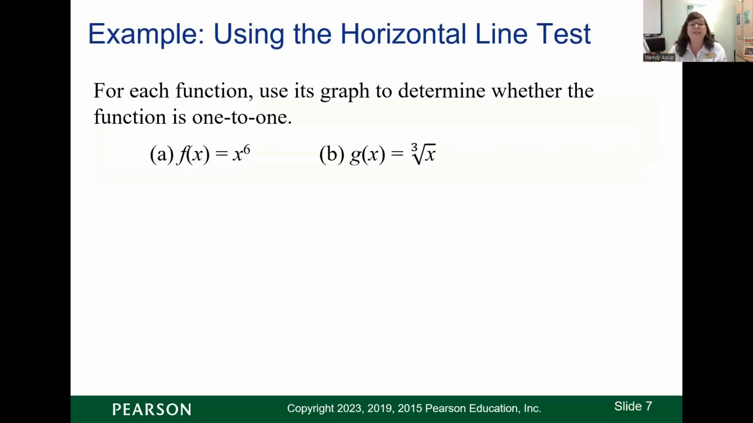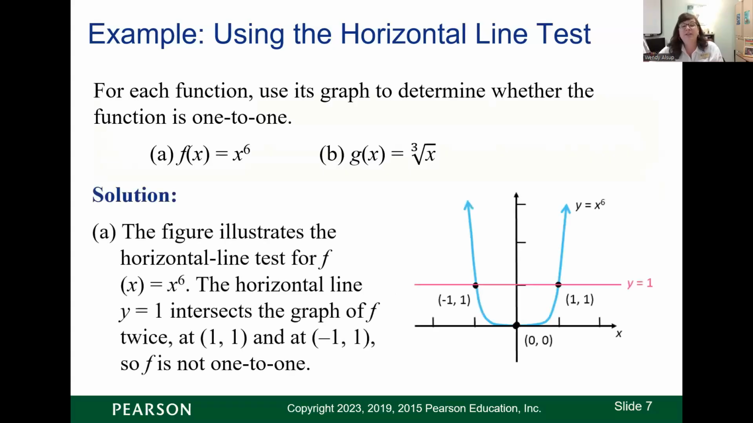F of x equals x to the 6. If you graph that, here's x to the 6, you will see it is not one-to-one. It would be one-to-one from 0 to infinity or from negative infinity to 0. So if you restricted the domain, it would be one-to-one. But the full function with its regular domain of all real numbers is not one-to-one. It does not pass a horizontal line test.